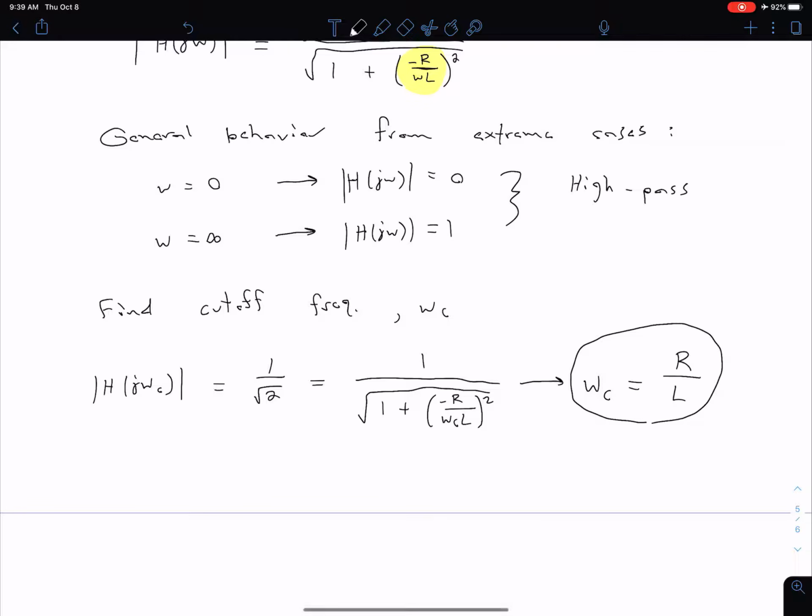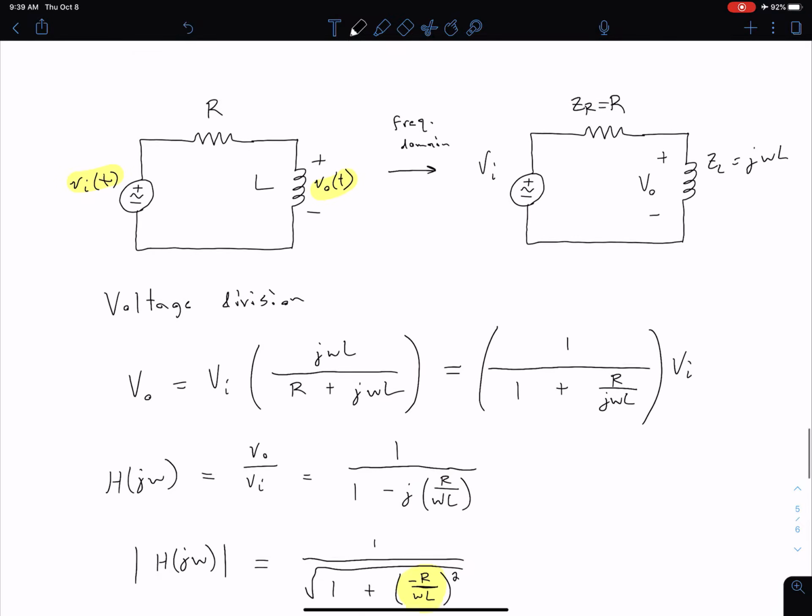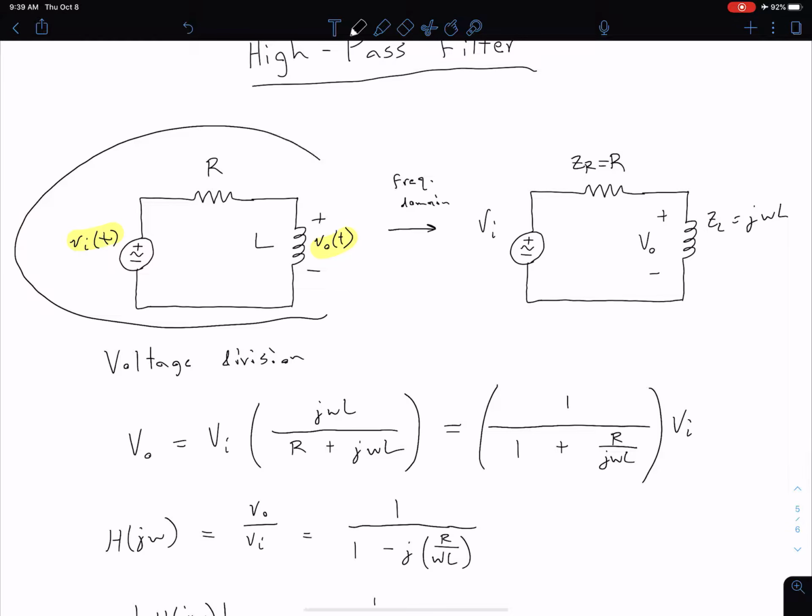Just like with our previous video, we want to keep in mind that this is only for this particular circuit. So this isn't a general equation for high-pass filters. Again, that's only for this circuit right here.